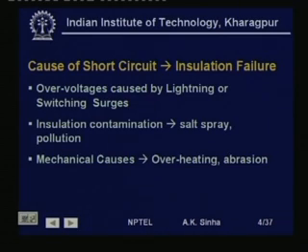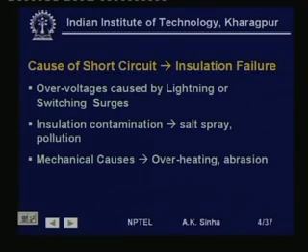The other reasons can be mechanical causes, which are basically overheating or abrasion. Overheating: if we allow our equipment to be overloaded for a longer time, then the insulation deteriorates because of the high temperature in the system, and this deterioration over a long period of time may lead to failure because of the vibrations which take place in the machines, or by the cycle of contraction and expansion due to heating and cooling in the equipment. Similarly, abrasion can also cause a failure of insulation and thereby lead to short circuits.